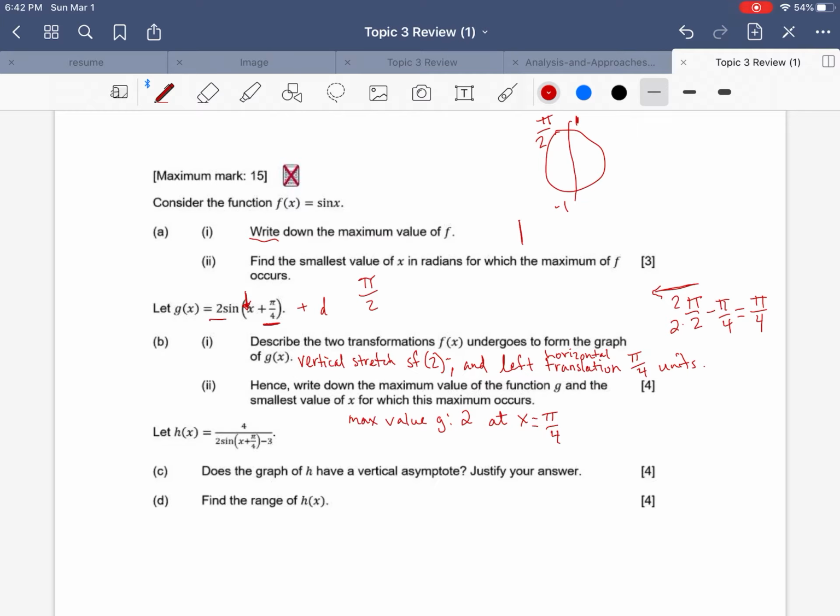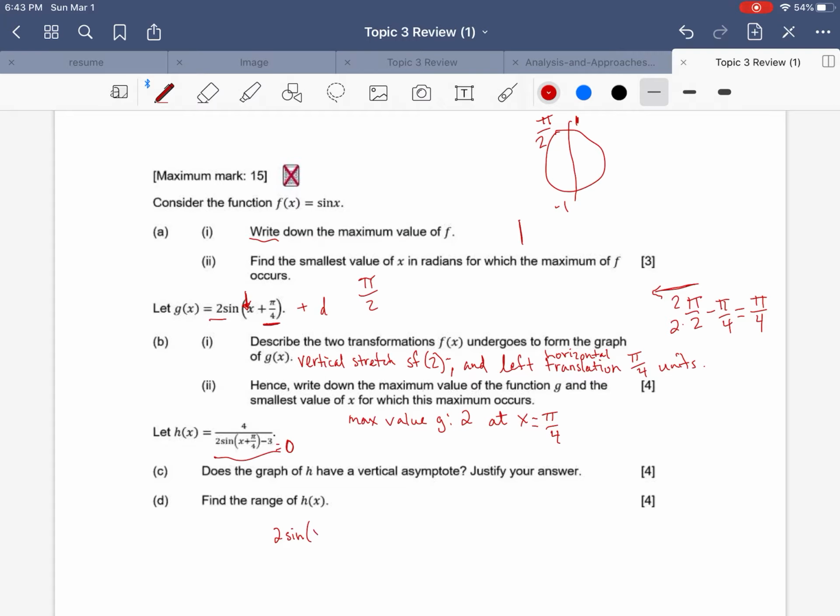Alrighty. And then now we got this all underneath. It says, does the graph of h have a vertical asymptote? Justify your answer. Well, to have an asymptote, remember that the denominator has to be 0. If the denominator is 0, then that means it's a vertical asymptote, because, of course, we cannot divide by 0. We can only approach 0, but we can never be 0. So we set the bottom equal to 0.